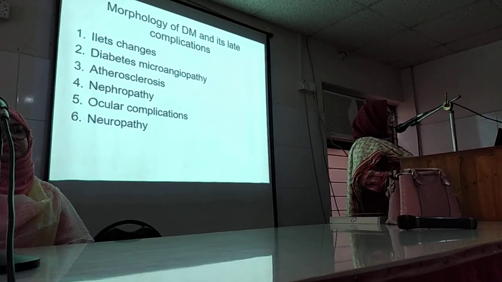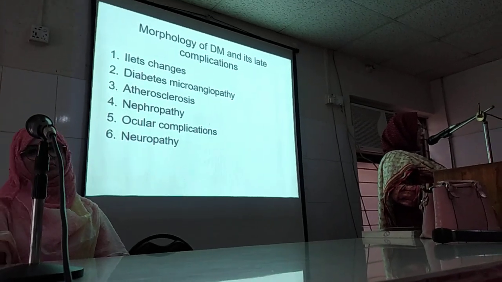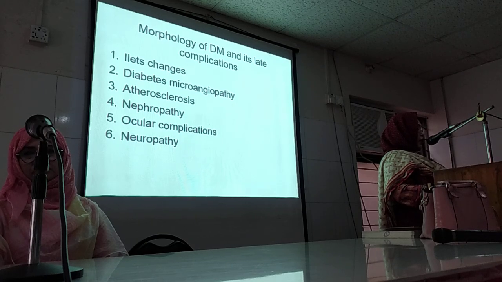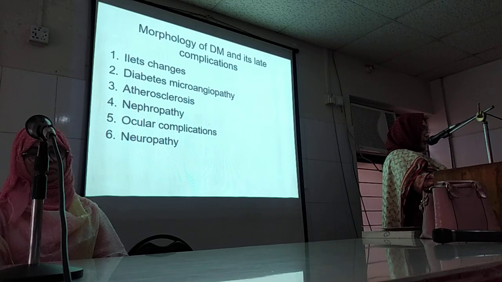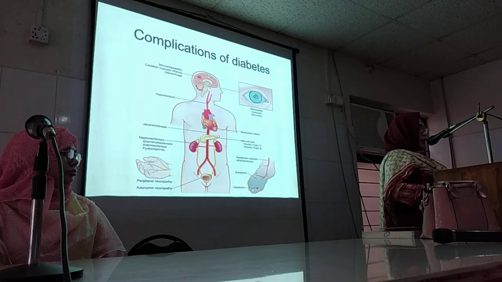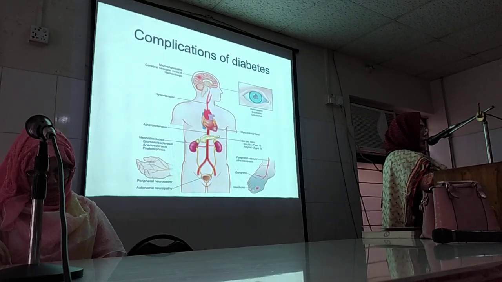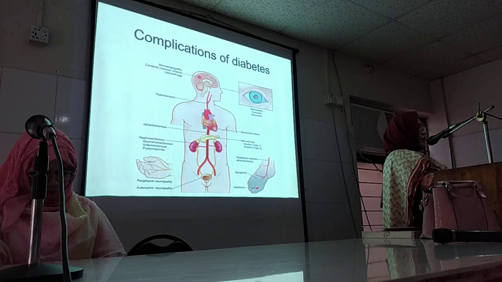Morphology of diabetes mellitus and its late complications: islet changes, diabetic microangiopathy, atherosclerosis, neuropathy, ocular complications, nephropathy. Here, this is the complication of diabetes in the figure.